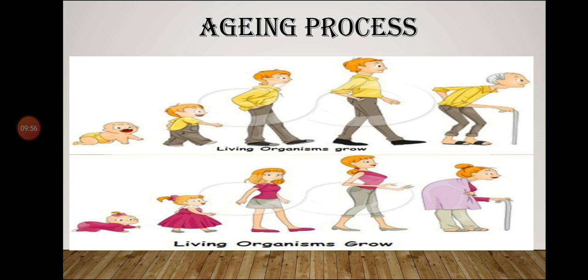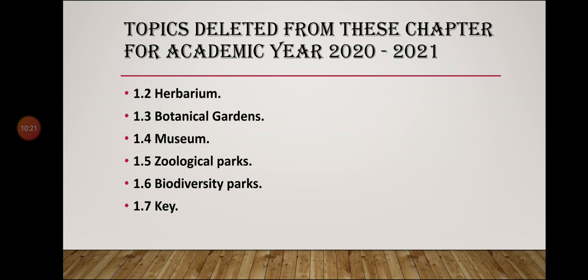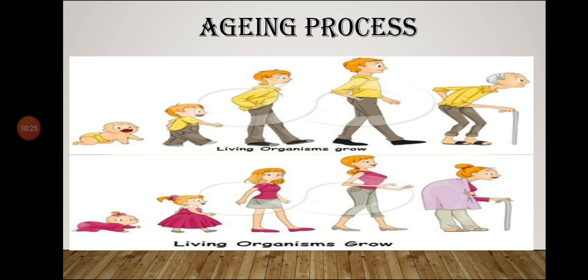So we have studied the different characteristics of living organisms such as metabolism, growth, reproduction, then aging process, cellular organization, consciousness. All these are the characteristics of a living organism that differentiate living organisms from non-living things. So up to here you have to study this chapter.